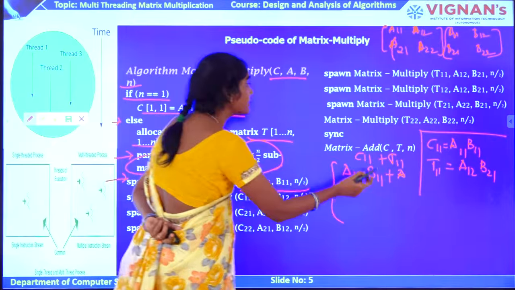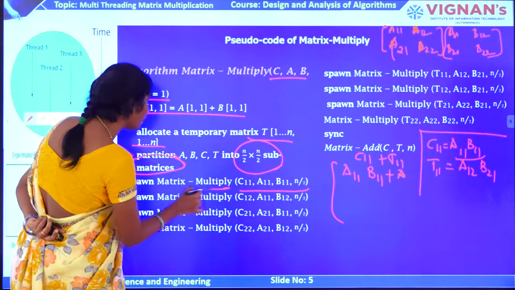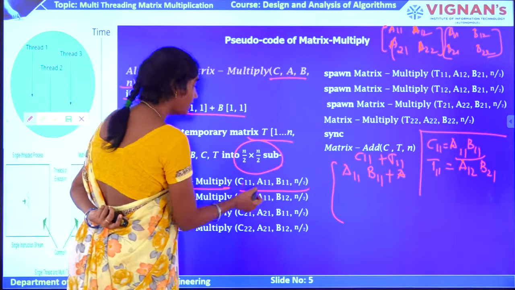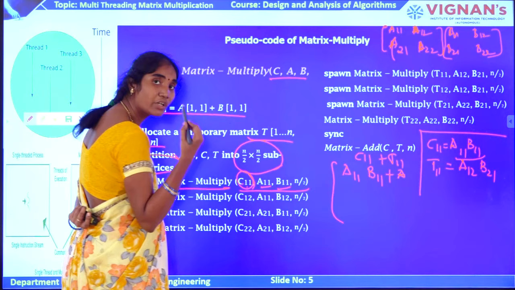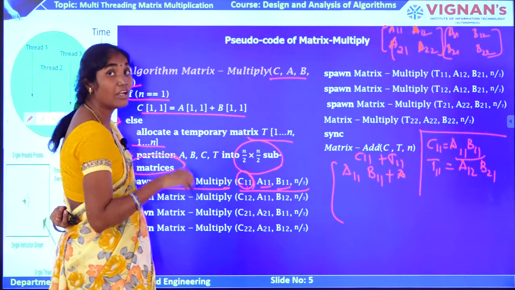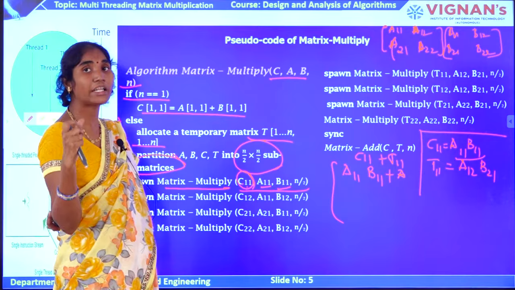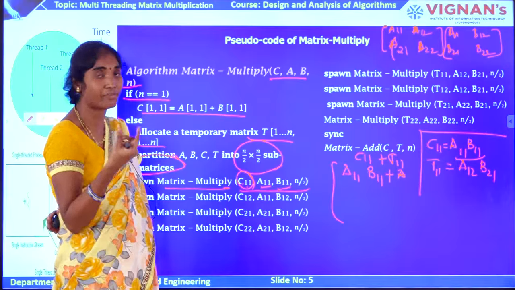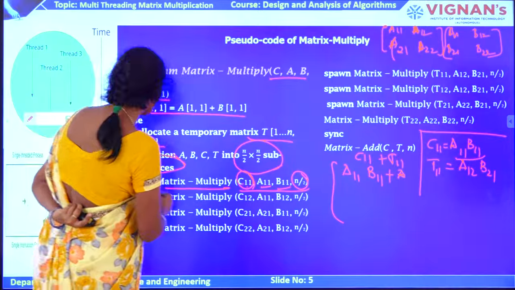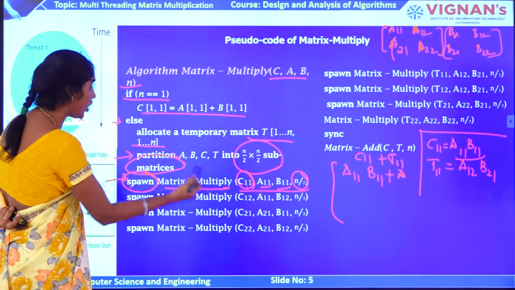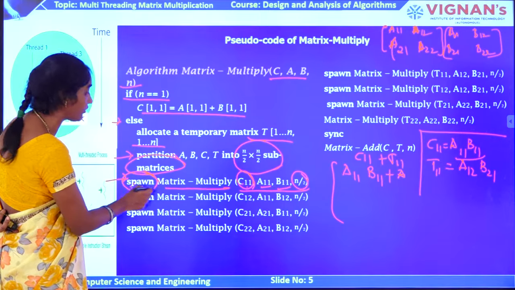So here C11 is nothing but A11 into B11, right. So spawn matrix multiply C11, here I want to measure C11. So C11, A11, B11. A11 into B11 we will use for C11. But here the matrix order I have changed to n by 2. Why? Because I am not taking the full matrix, I am taking only half. That is why the size gets decreased to n by 2. Also I am making this operation in parallel, so this process will be executed in parallel. That is why I have given spawn.